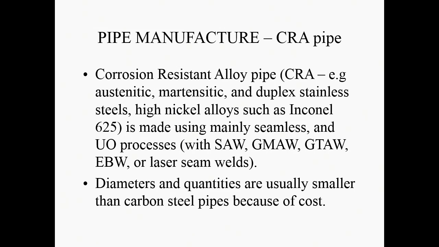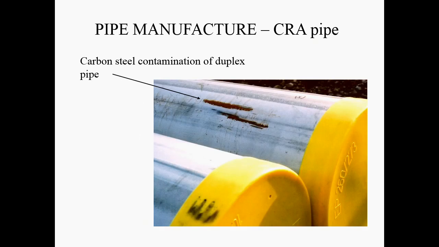But the big thing is the diameters and quantities that you are handling are usually smaller because the alloy costs so much. Yeah, that's right. Yeah, yeah. So it's not that we can't make stainless steel pipes by any of these processes, it's that we can't afford to make them. If you do get corrosion-resistant alloy pipes, though, another problem that you have to look at is handling. So this is a duplex stainless steel pipe. It's for a chemical plant.